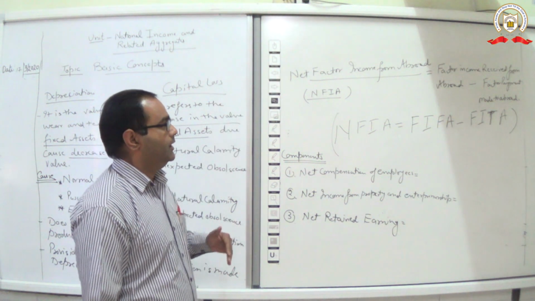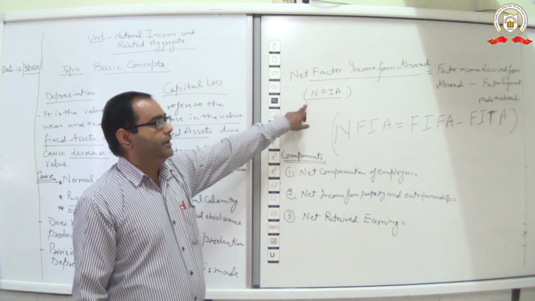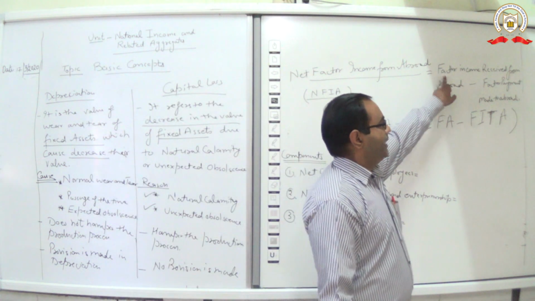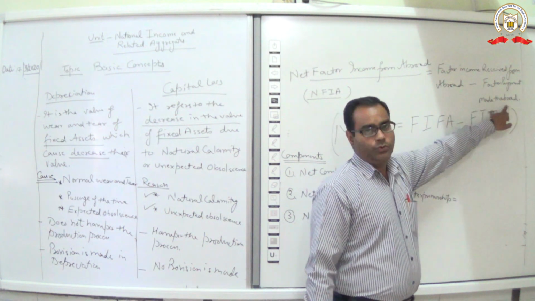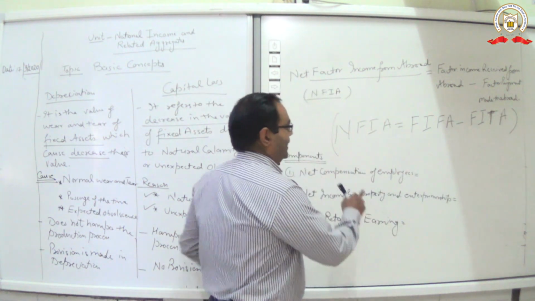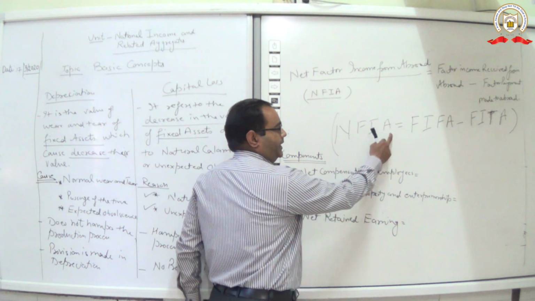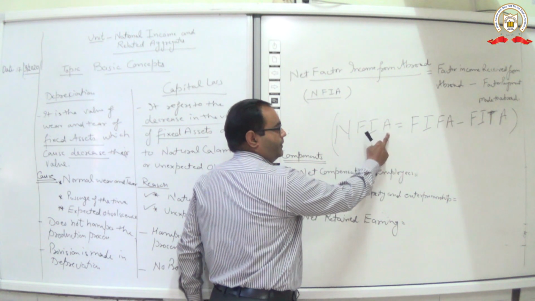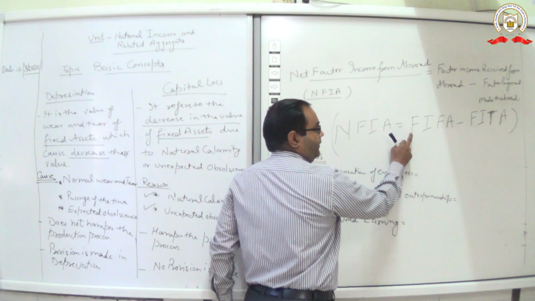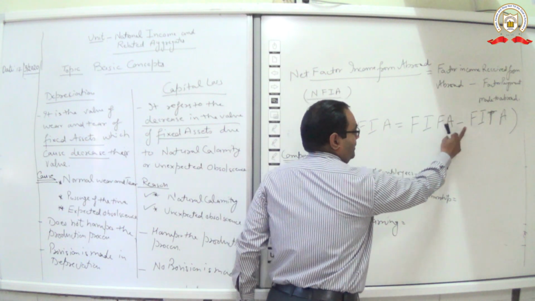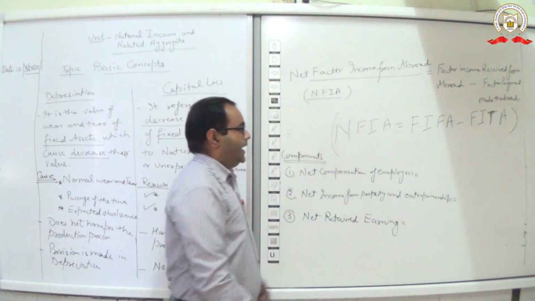Again, I am recapitulating the topic of NFIA. What is net factor income from abroad? It is the difference between factor income received from abroad and factor payment made to abroad. The term net factor income from abroad can be shortly written as NFIA, which is the difference between factor income from abroad minus factor income paid to abroad.